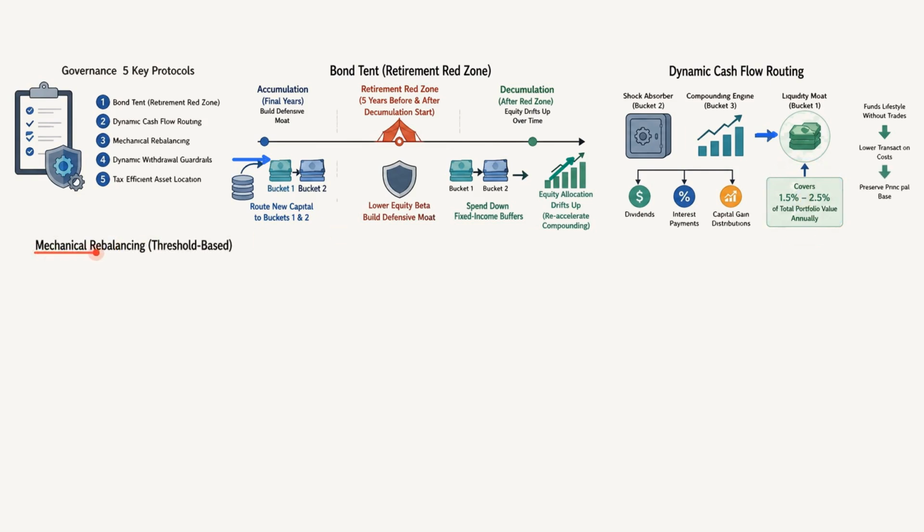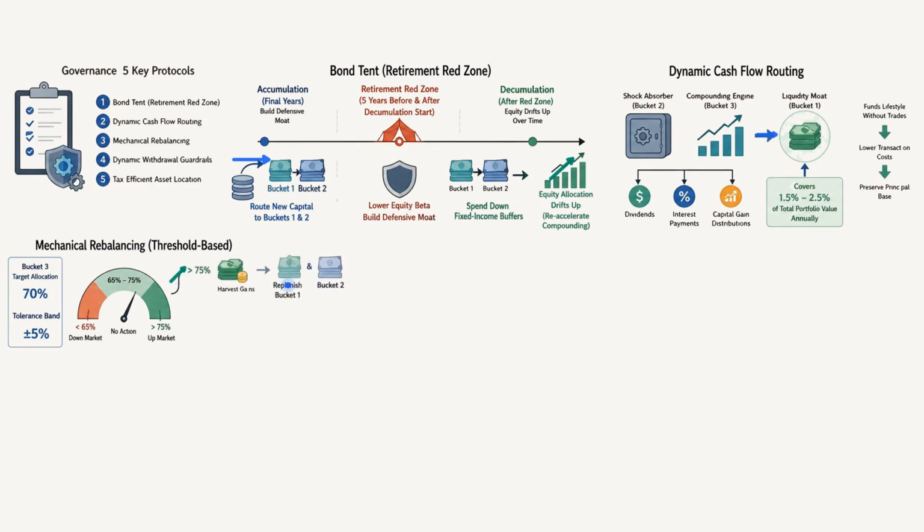The third protocol involves mechanical rebalancing, which is based entirely on thresholds rather than arbitrary dates on a calendar. For example, if your bucket 3 target allocation is 70% with a tolerance band of plus or minus 5%, you only trigger a rebalance if equities break out of that 65 to 75% range. In a strong up market, if equities exceed 75%, gains are harvested to replenish buckets 1 and 2. But in a down market, all equity sales immediately stop. You fund your lifestyle entirely from bucket 1, which is safely replenished by bucket 2 if necessary.